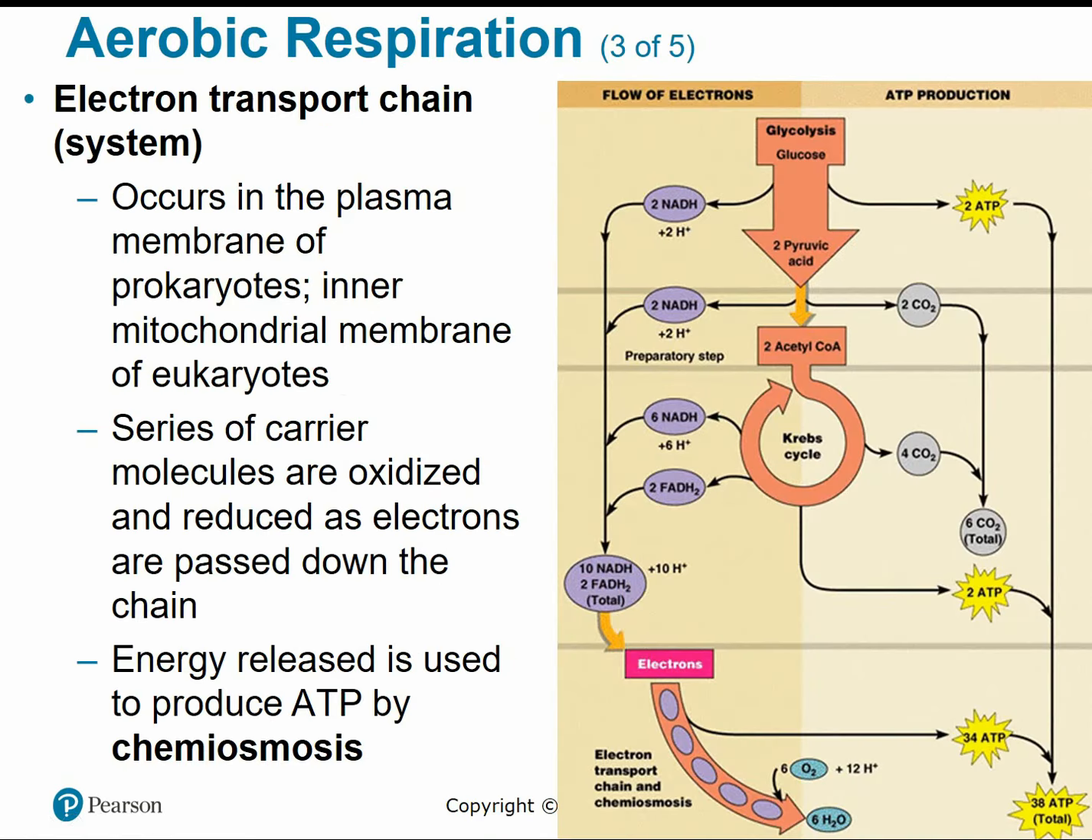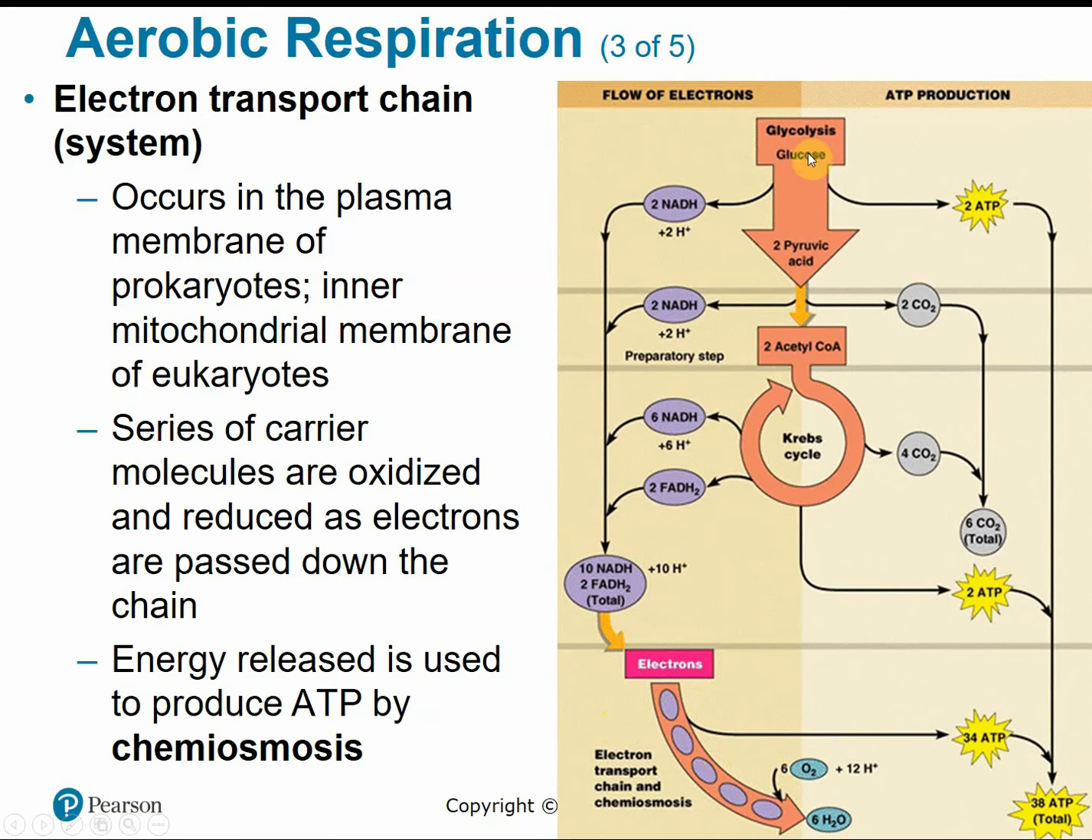The electron transport chain occurs in the plasma membrane of prokaryotes or the inner mitochondrial membrane in eukaryotes. It's a series of carrier molecules or proteins that are oxidized and reduced as electrons pass down through this chain. So again, kind of a hot potato passing of the energized electrons from protein to protein. Every time we transfer those electrons, they give off little bits of energy, and that energy that's released is going to be used to produce ATP by chemiosmosis.